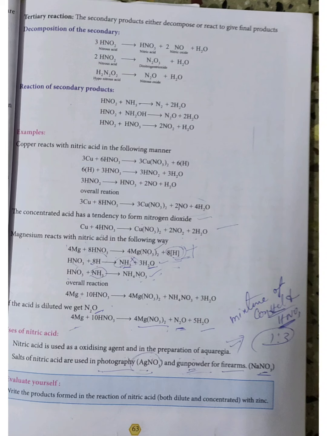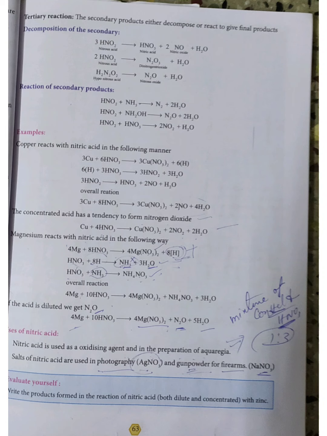How can we write? Magnesium and nitric acid will give magnesium nitrate and nascent hydrogen. Again that nitric acid reacts with nascent hydrogen, it will give ammonia and water molecule. Again that nitric acid combined with ammonia, it will form ammonium nitrate as the product. Next, the overall reaction, how can we write? Magnesium combined with nitric acid will give magnesium nitrate, ammonium nitrate, and water molecule also will be removed.